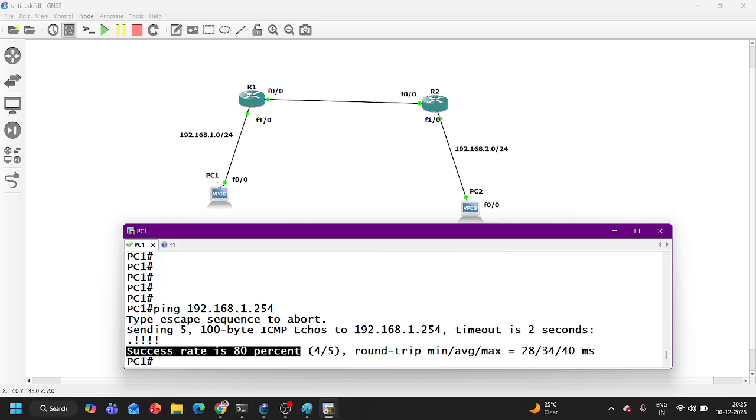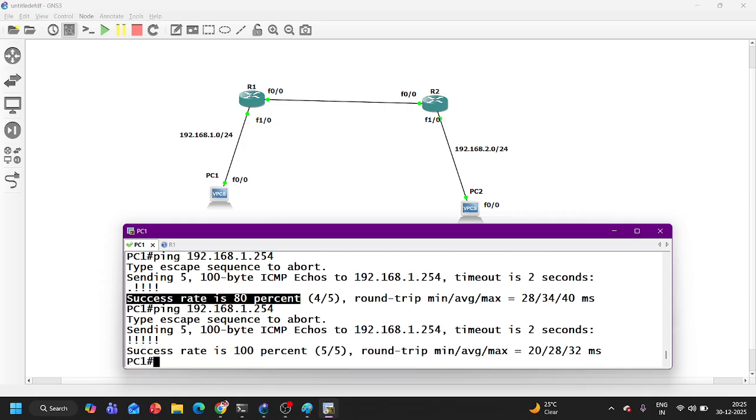Now you know it is because of ARP. So don't believe the first ping always. Always do a second, third. And now you can see 100%. You can even see the delay now. The average delay has changed. So don't believe the first ping.